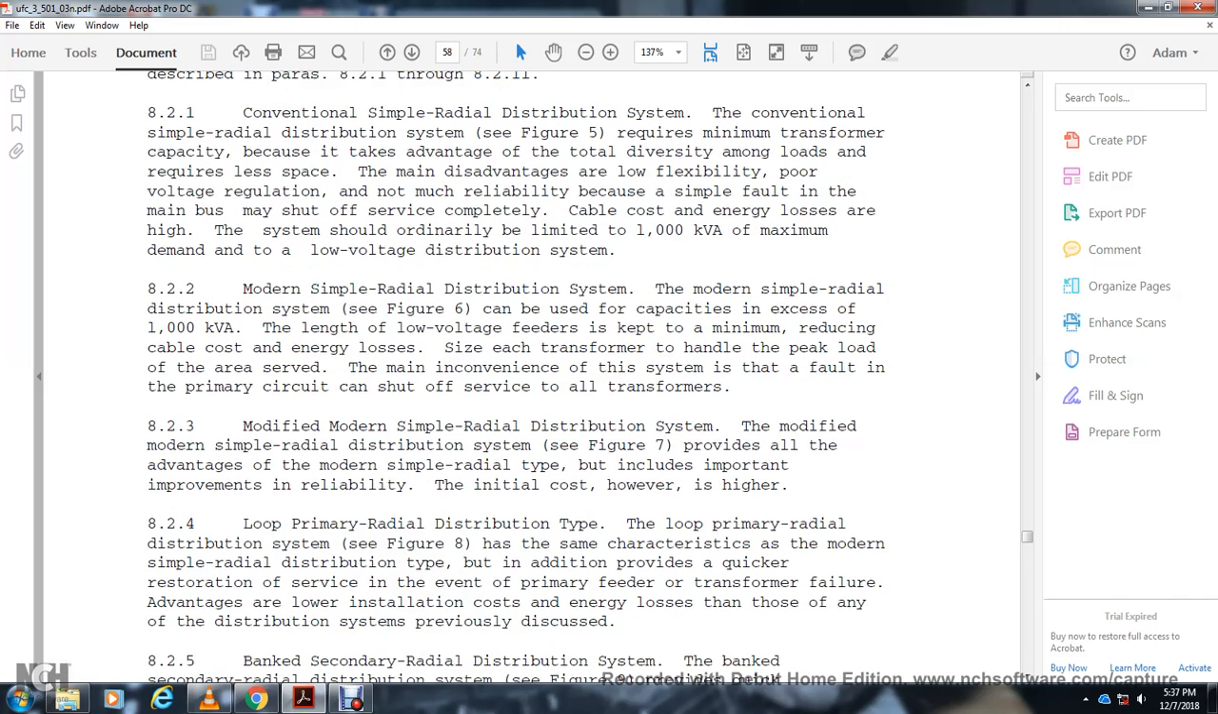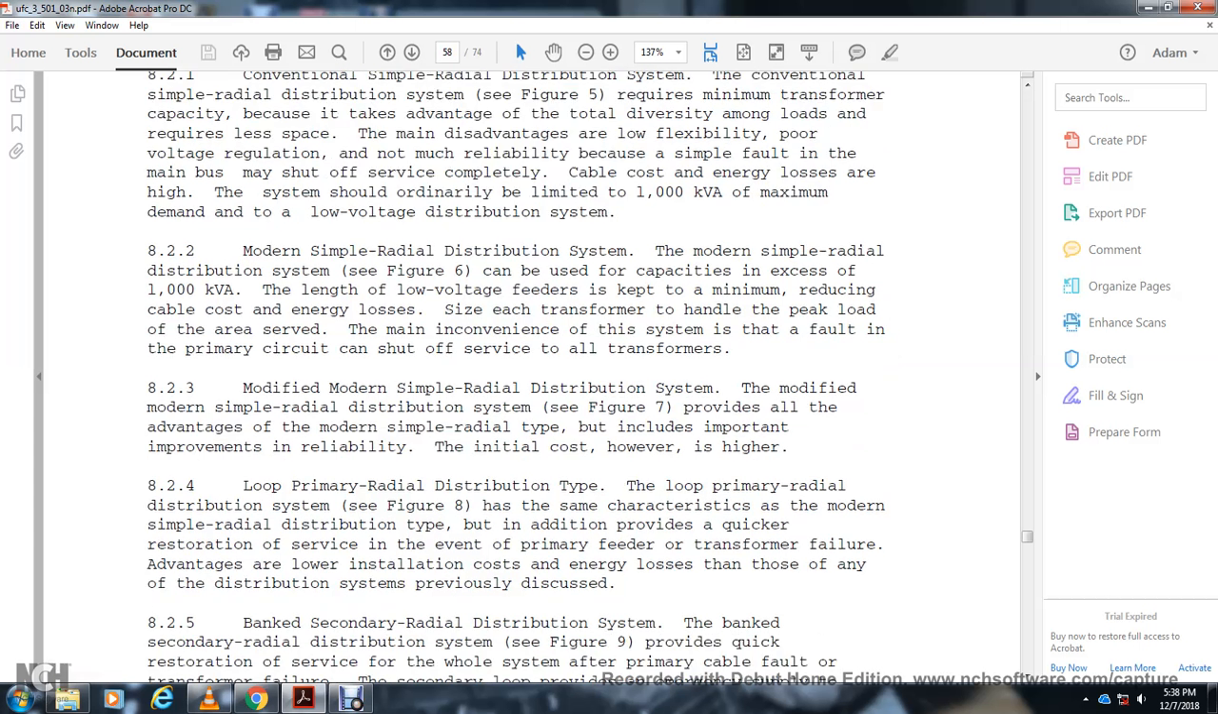824 loop of the primary radial distribution system. Loop of the primary radial distribution system figure 8 with the same characteristics is made of the modern simple radial distribution type, in addition with the provide the quicker restoration of the strip of the primary feed of the transformer fade with the eventual lower insulation cost energy loss than those of the aim of the distribution system previously discussed.